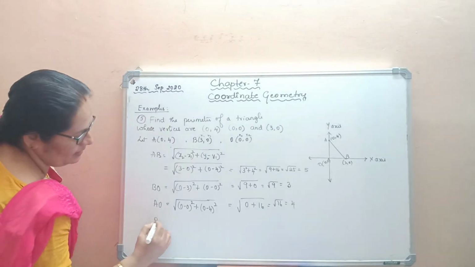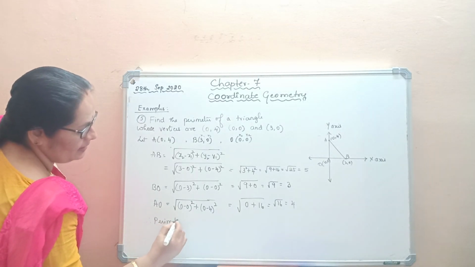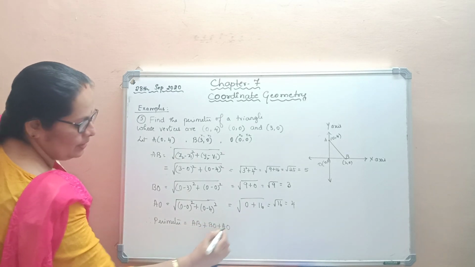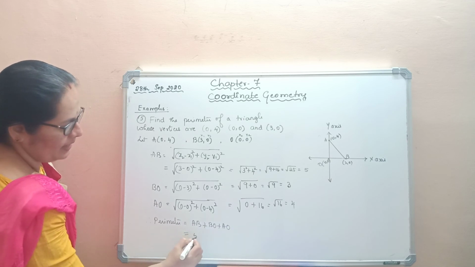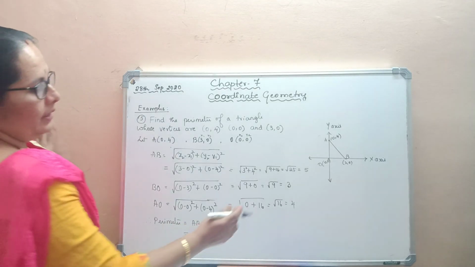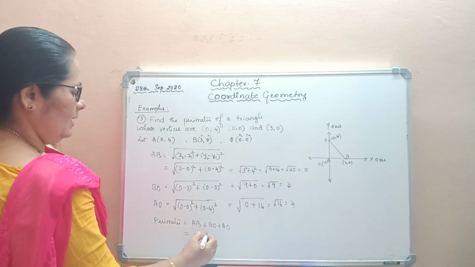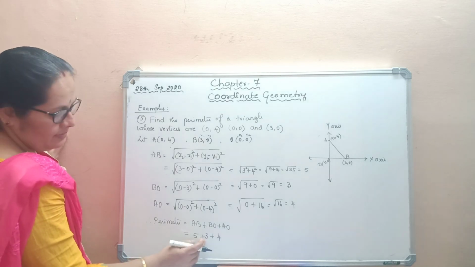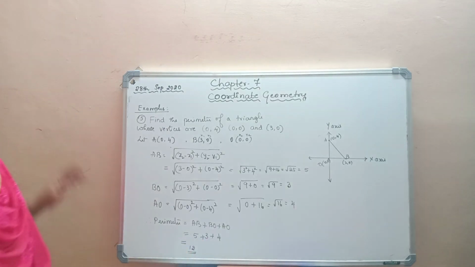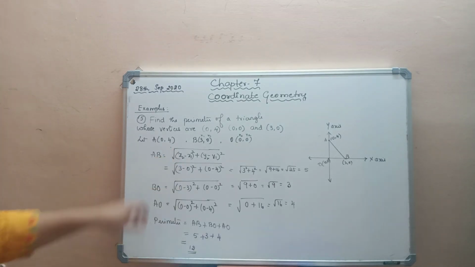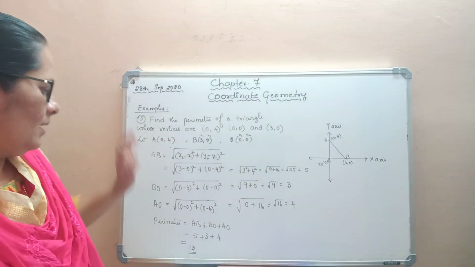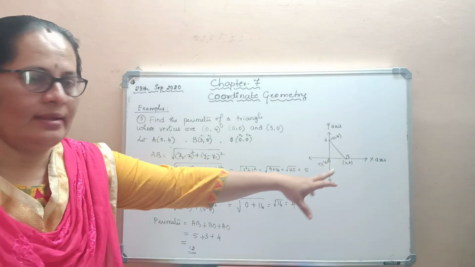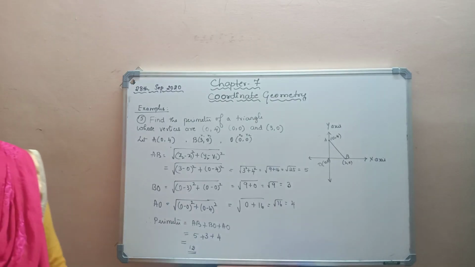Therefore, perimeter equals AB plus BO plus AO. AB is 5, plus BO is 3, plus AO is 4. 3 plus 4 is 7, plus 5 is 12 units. Therefore, the perimeter of this triangle, when the 3 vertices are given, you can find using the distance formula. So find each side and then add them, and you will get the perimeter.